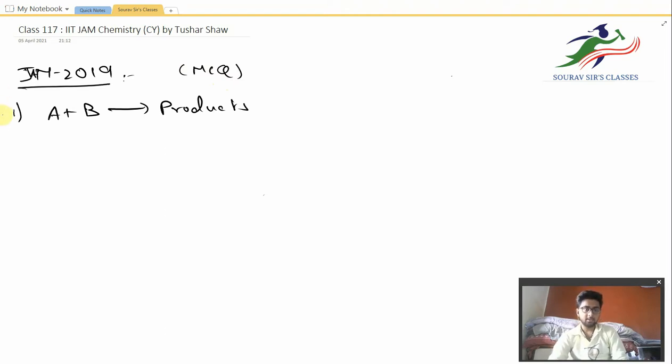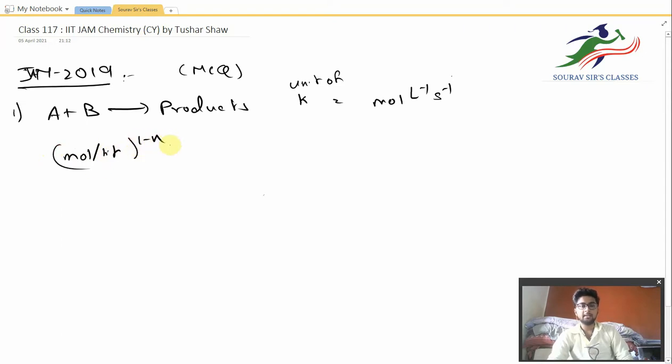Anyways, the question gives the reaction A plus B to products. The unit of rate constant K is given as mole liter inverse second inverse. Now the question asks for the order of the reaction. For the unit of the rate constant, we have this formula: moles per liter to the power 1 minus n, into second inverse. Here n is the order of the reaction.